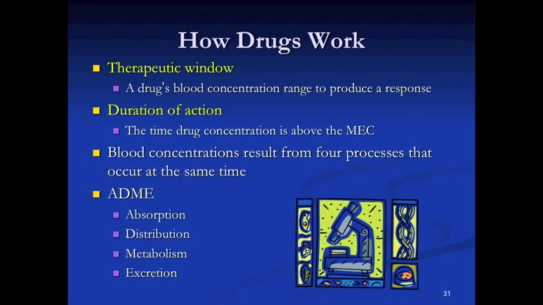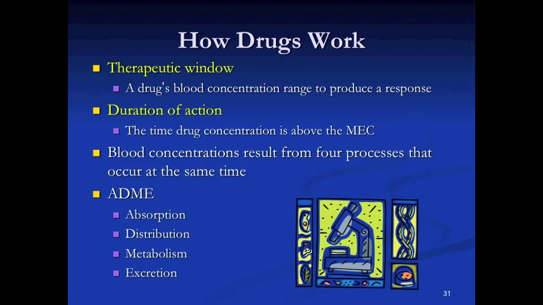The range between the minimum effective concentration and the minimum toxic concentration is referred to as a therapeutic window. When blood concentrations are within the therapeutic window, patients are typically receiving maximum benefit from the drug with minimum risk. How long the drug concentration stays above the minimum effective concentration is referred to as the duration of action.